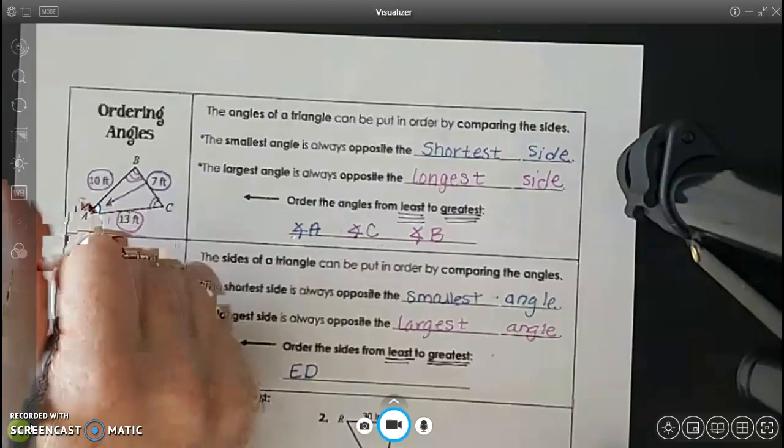And then the longest side is opposite the largest angle.